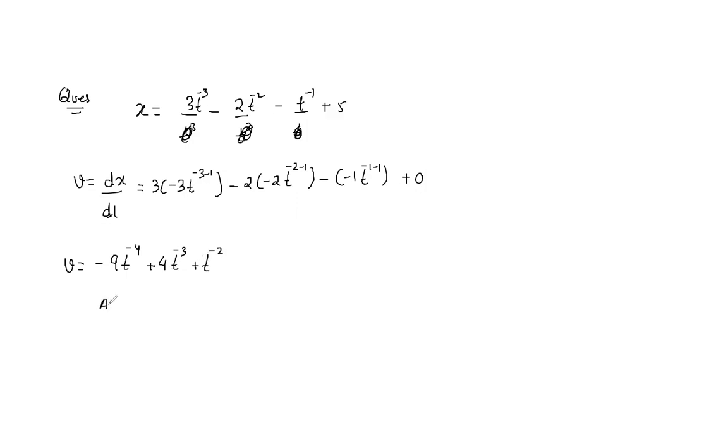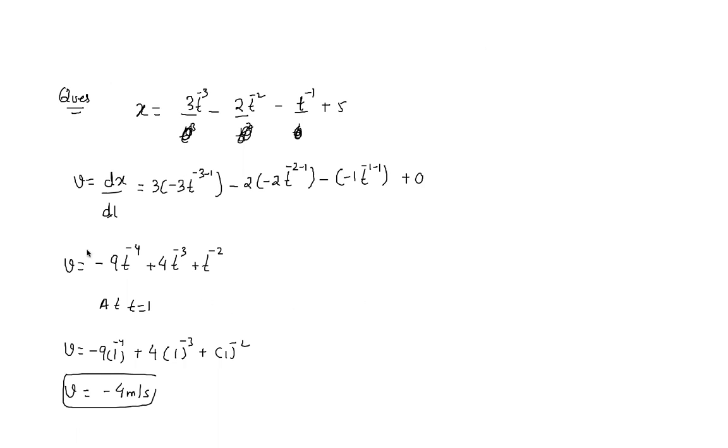This is the expression of velocity. Put t equal to 1. So this is minus 9 times 1 to the power minus 4, plus 4 times 1 to the power minus 3, plus 1 to the power minus 2. So velocity is minus 9 plus 4 plus 1. So it's minus 4 meters per second.